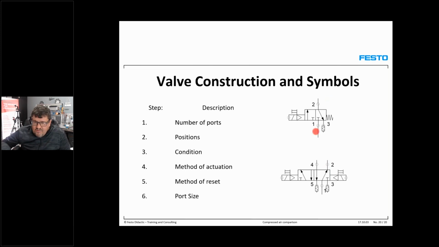Right here where my spotlight is, this is my port number 1. I've got my outlet port, port number 2. Then I've got my exhaust port number 3. That means if I need to identify this valve, I will start off with the number of ports. That will be 3 ports. Then the number of squares. If you look at the squares, there are 2 squares. Let me explain it in such a way.